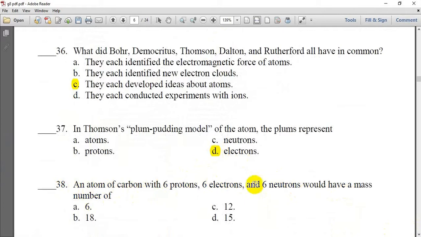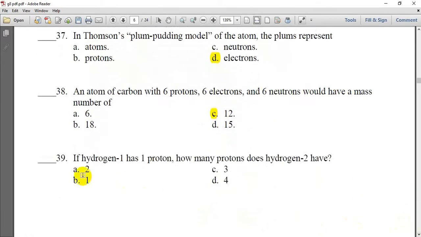Question 38. An atom of carbon with 6 protons, 6 electrons, and 6 neutrons would have what mass number? As we said before, the mass number is the protons and the neutrons. So 6 plus 6 is 12. The mass number of carbon is 12. Question 39. If hydrogen-1 has 1 proton, how many protons does hydrogen-2 have? This is hydrogen-1, where 1 is the mass number, and hydrogen-2. Both of them are hydrogen, so they both have atomic number 1, or 1 proton.